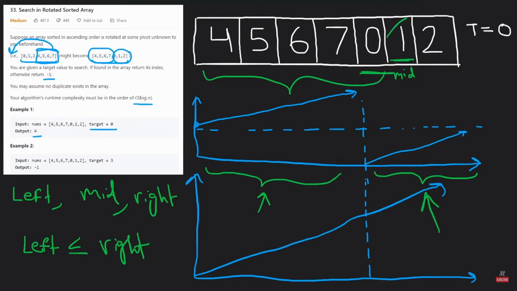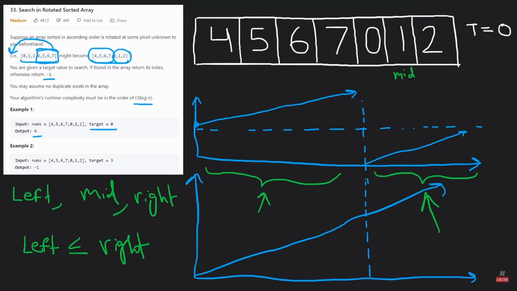We're not going to look at 1. We're not going to look at 2 anymore. Any value to the right of 1 is greater than 1, so we don't have to look at them. We're just going to run binary search on these elements. We don't necessarily have to know where the pivot even is. We just know we have to go left.